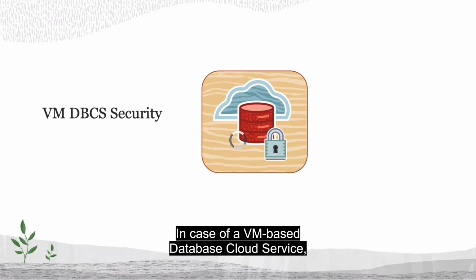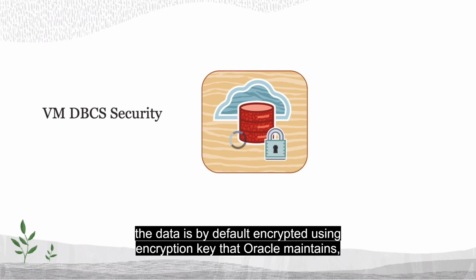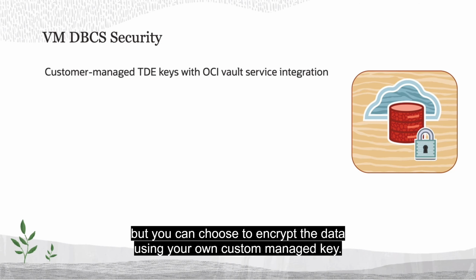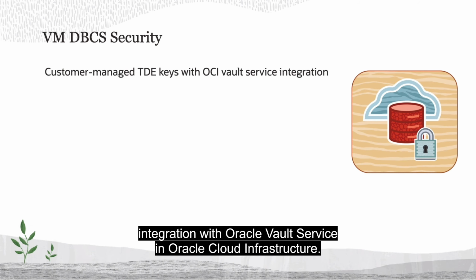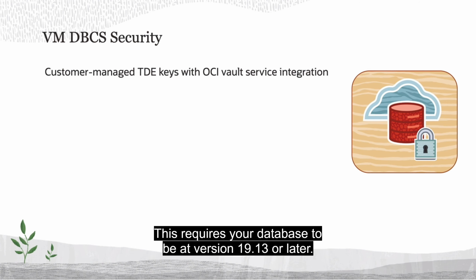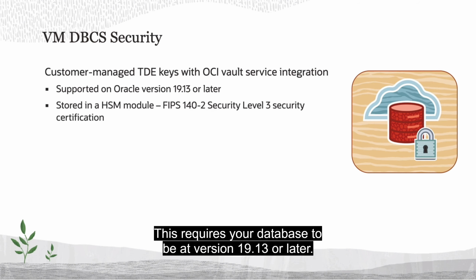In case of a VM-based database cloud service, the data is by default encrypted using an encryption key that Oracle maintains. But you can choose to encrypt the data using your own customer managed key. This is possible due to database service's integration with the Vault Service in Oracle Cloud Infrastructure. The encryption keys are administered at the CDB level in your database system. This requires your database to be at version 19.13 or later. The key is stored and managed using the OCI Vault Service.